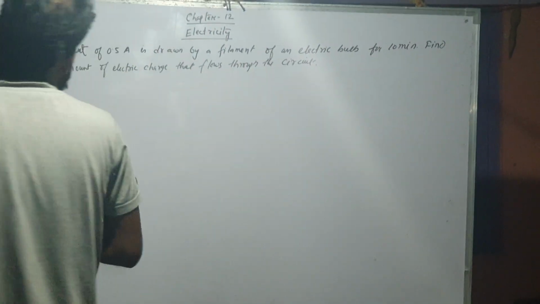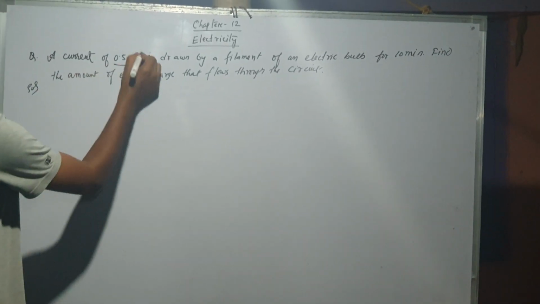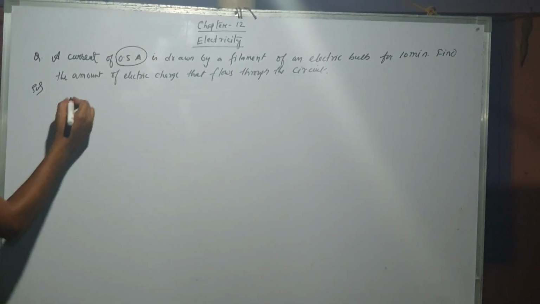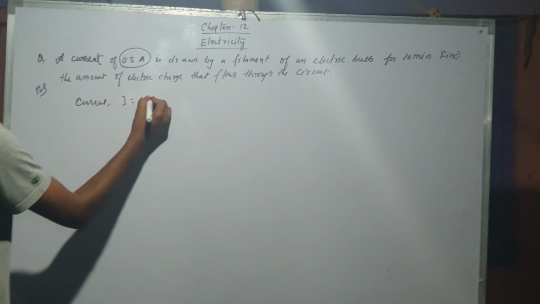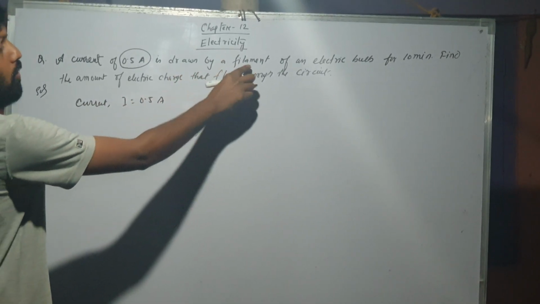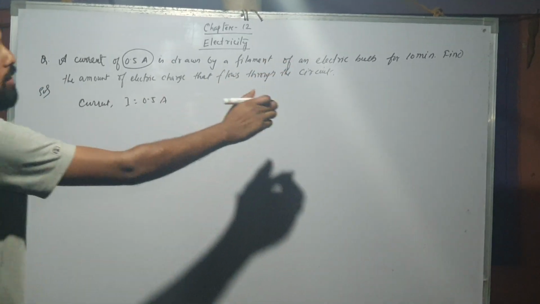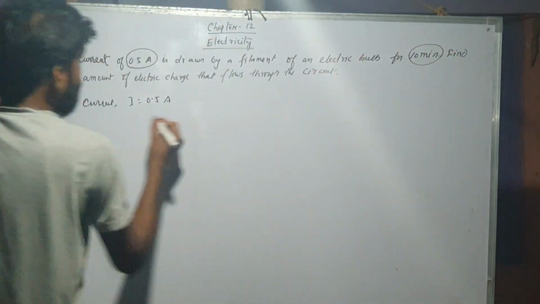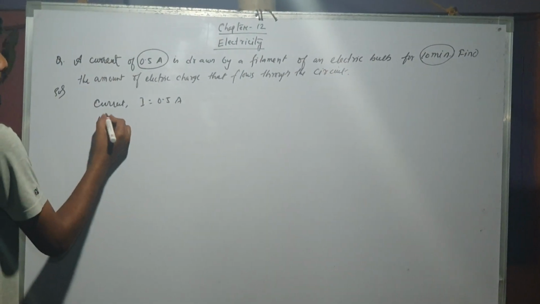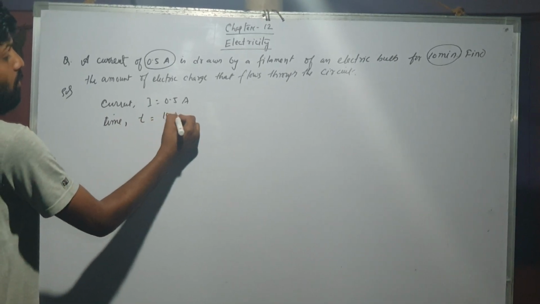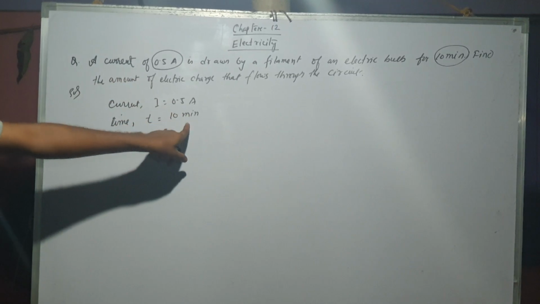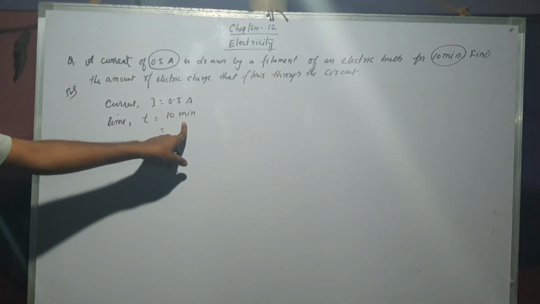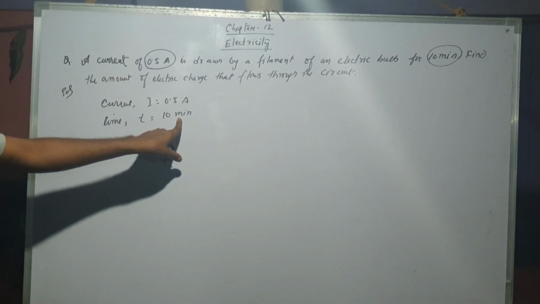Okay, so there was a question here. They say a current of how many ampere? This is 0.5 ampere. So I write here, current I is equal to 0.5 ampere is drawn by a filament of an electric bulb for how many minutes? 10 minutes. That is your time, t is equal to 10 minutes. Remember here, this is minute, and minute is not the SI unit. You have to convert the minute in terms of second here.